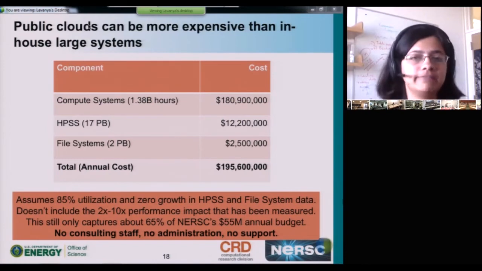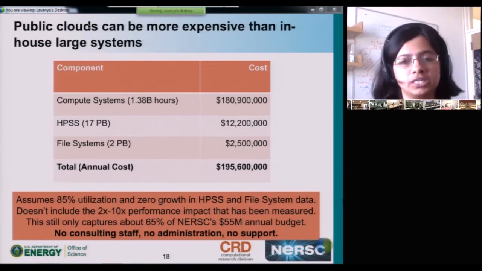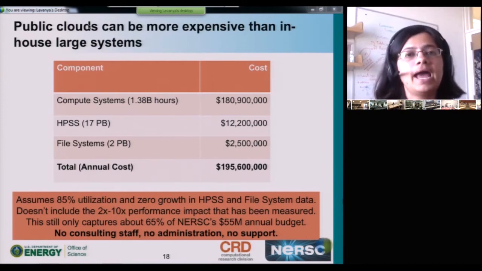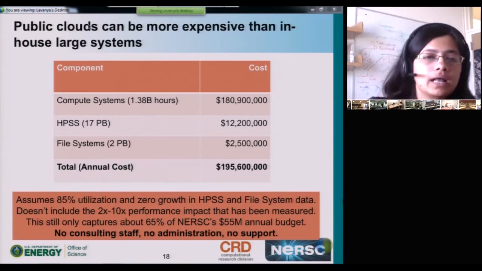But what we have on the slide only captures about 65% of the NERSC annual budget. We don't consider the whole consulting and system administration and support costs that are part of the NERSC budget here. And this is significantly higher than the NERSC budget, 4x higher at this point. And this does not include the 2x to 10x performance impact that I talked about earlier. So things would run significantly slower in these environments, and that has a cost associated with it. So we don't consider that.